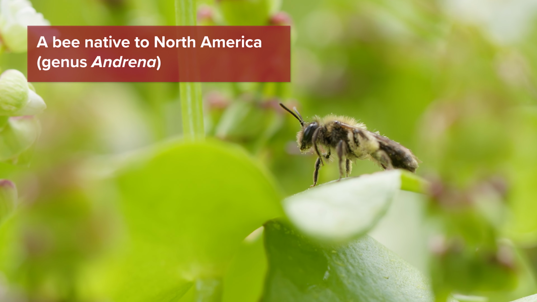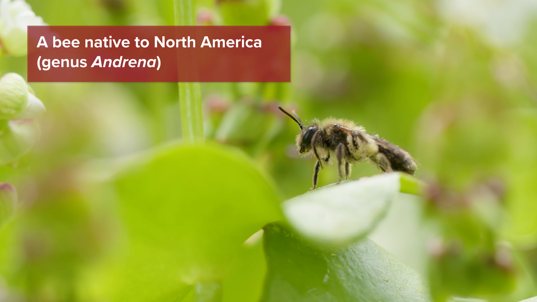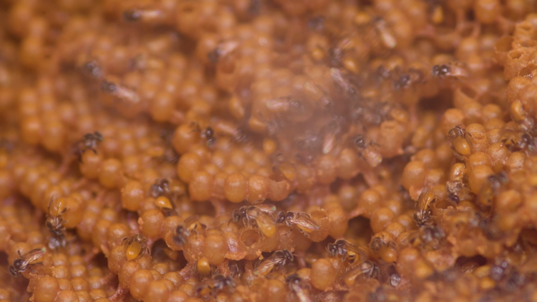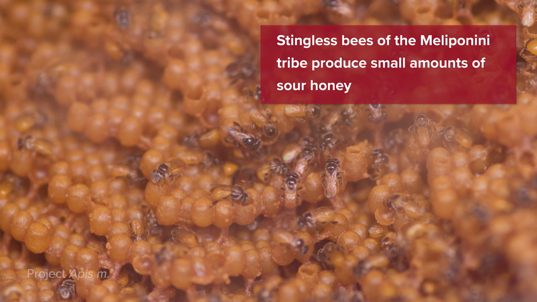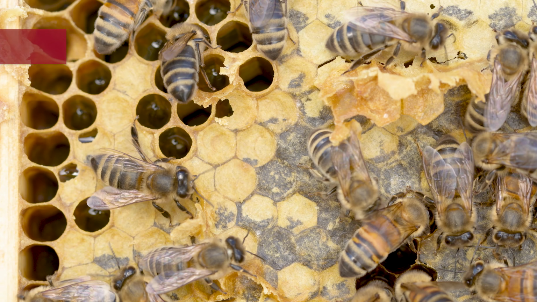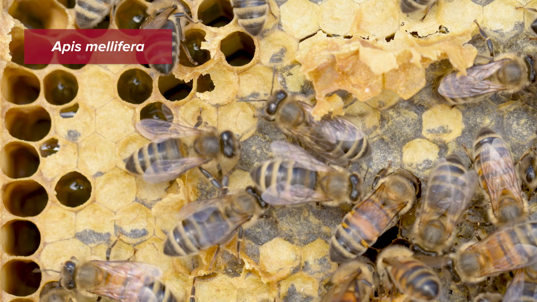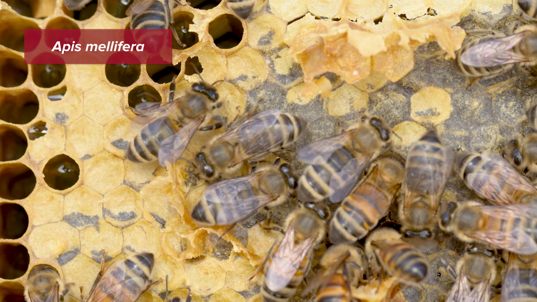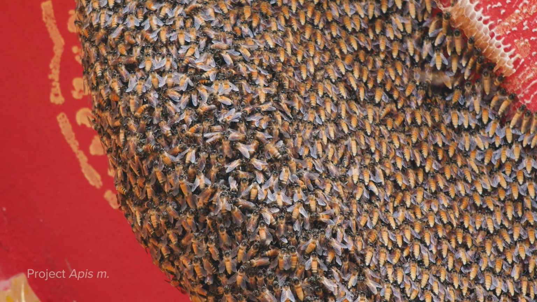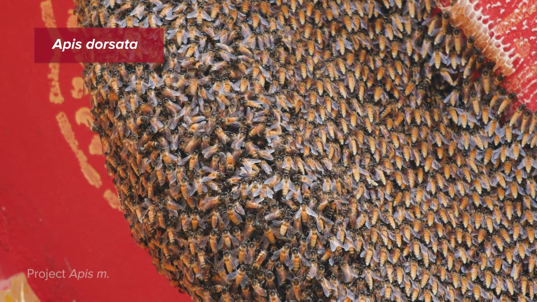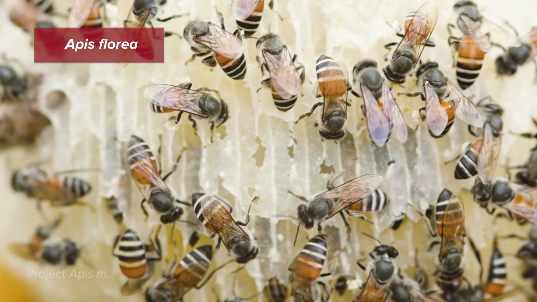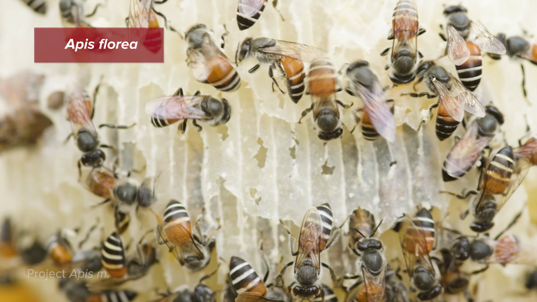There are over 25,000 described species of bees around the world, but very few of them produce honey. Apis mellifera is the scientific name of the species of bee we know as the honeybee. There are 28 different recognized subspecies of honeybees worldwide, but only a few in the United States.